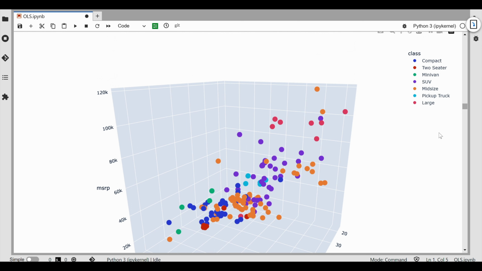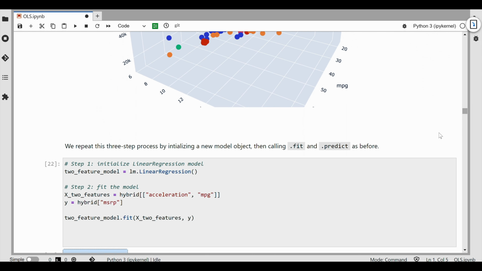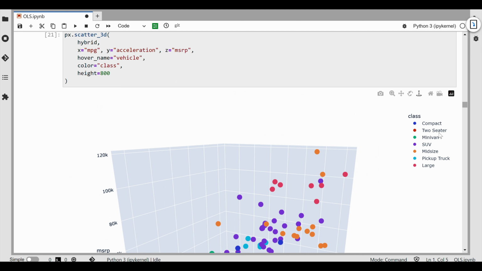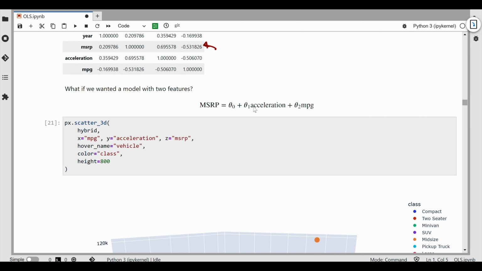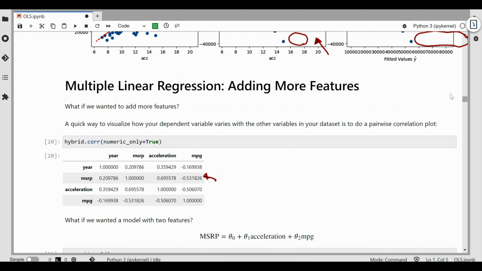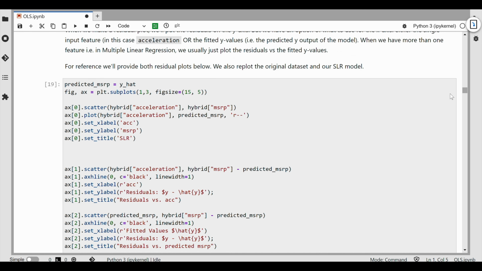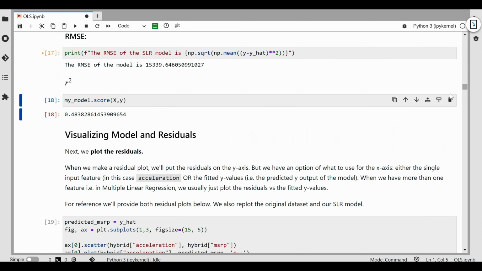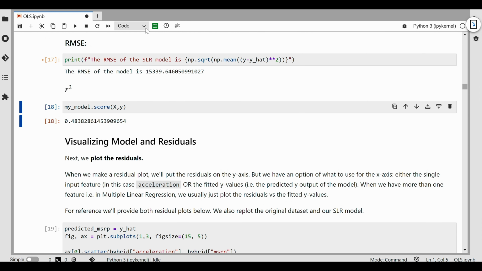So we're back in the OLS notebook, and if you recall, we had decided to fit a model of this form, where we had acceleration as one of the features and miles per gallon as the other, to predict MSRP. We fit this, but I want to contrast it with our simple linear regression model that we did above. This is all from the previous video, where we had an RMSE of around 15,000 and an R squared around 0.48. So those were our baseline values.